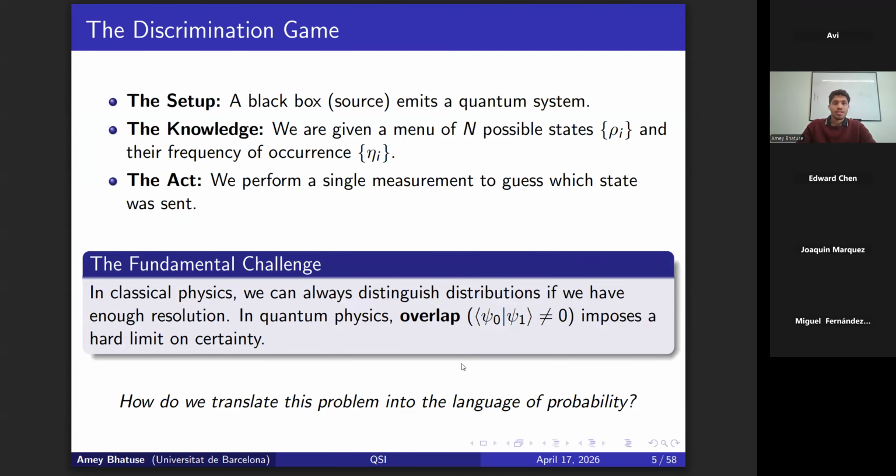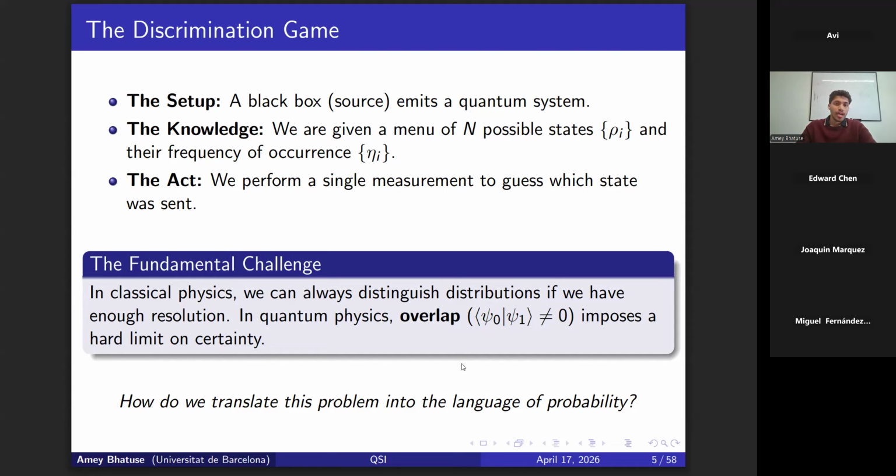Quantum hypothesis testing is basically a discrimination game where your setup is like this: you have a black box source which emits a quantum system, let's say a photon or an electron. And you have certain knowledge about that source. We know that it gives us a particular set of states that we know, and it also gives us the frequency of occurrence of each state. That means with how much probability we are going to get each of these states in that set.